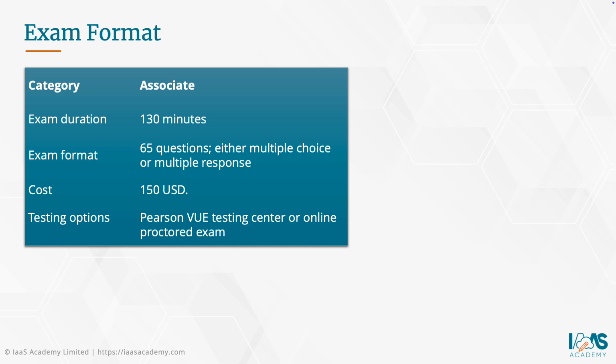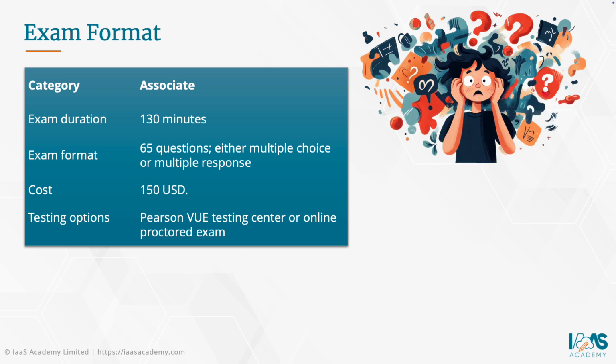The exam duration is 130 minutes, which is spread over 65 questions. These can be multiple choice and multiple response style questions, and I'll talk more about that in a second. It's $150 that you need to pay, and you would usually book the exam with Pearson VUE Testing Center, or you can do it online at home under proctored conditions. So let's talk about exactly how those questions are formatted.